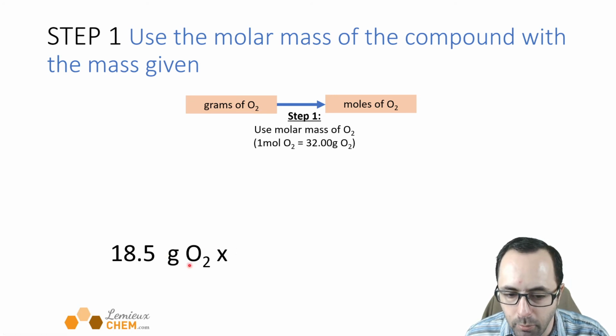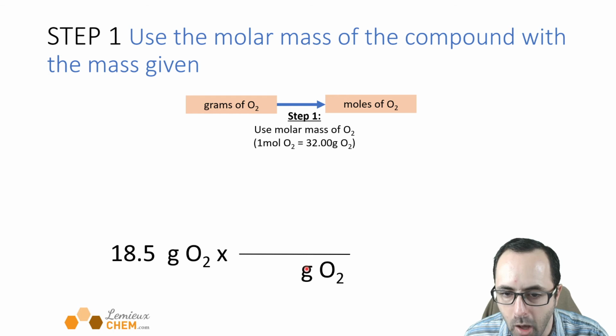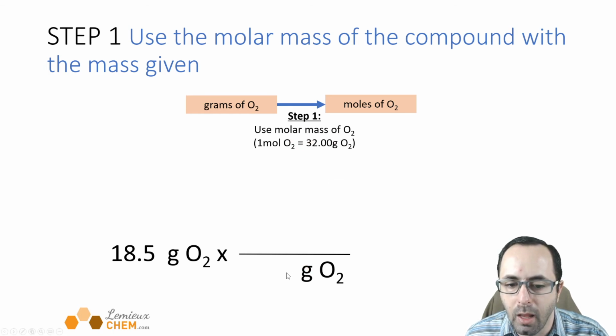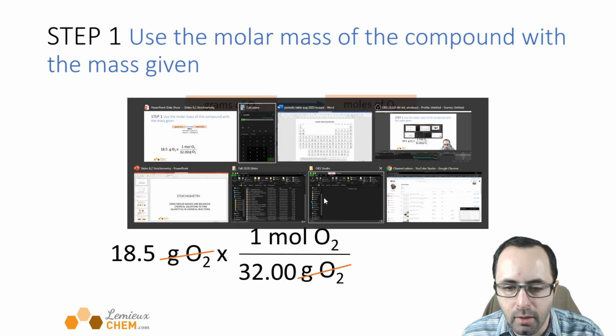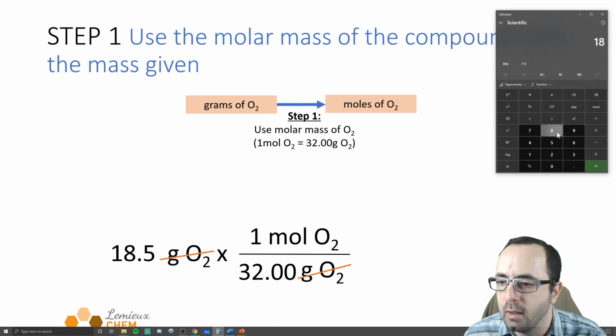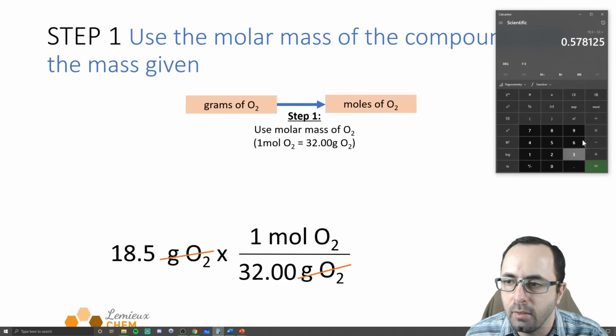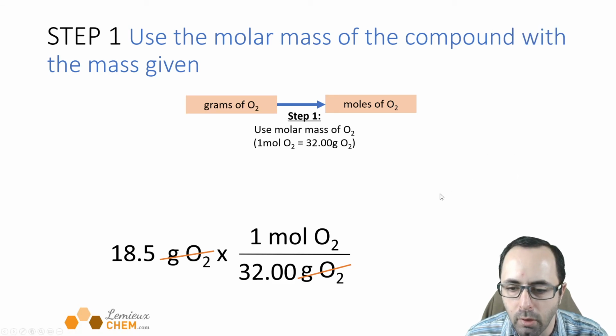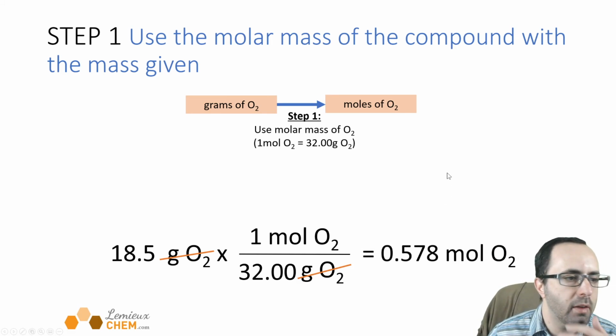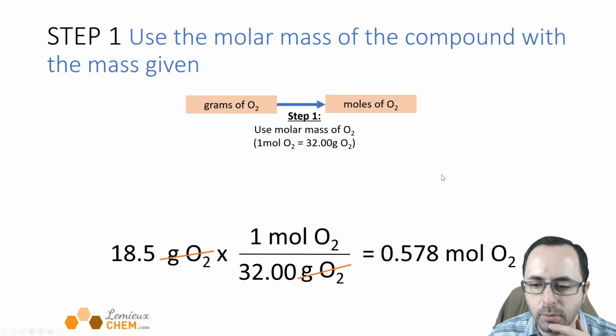And grams are here, so we better have grams on the bottom. The number that goes with grams is 32. We write that down here. On the other side, that's 1 mole of O2. Our grams of O2 cancel. We put the 1 mole of O2 up top. We calculate. 18.5 divided by 32, and that gives us 0.578 moles of O2.